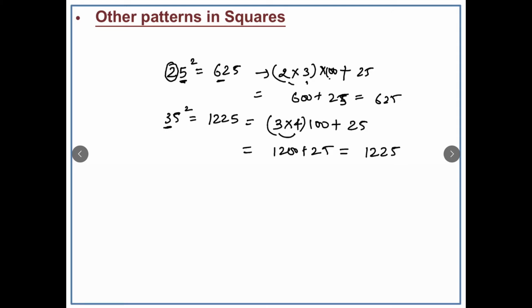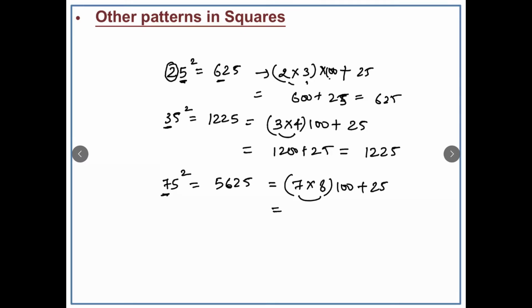You can also find the square of a number, let's say 75 square. The square of 75 is 5625. This can also be calculated as, like I said, we have a 7 at the tens place, so write 7, multiply it by the next natural number, which is 8, and outside multiply by 100 plus 25.